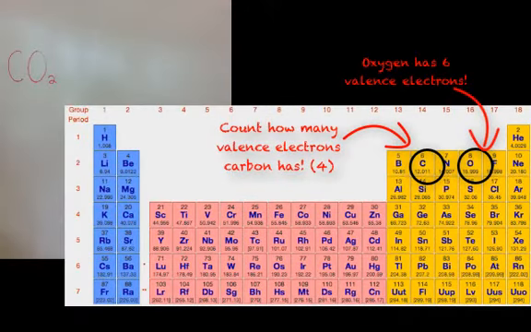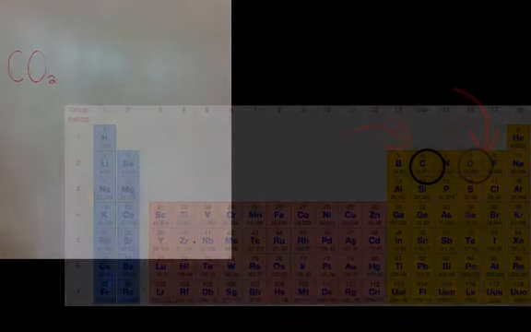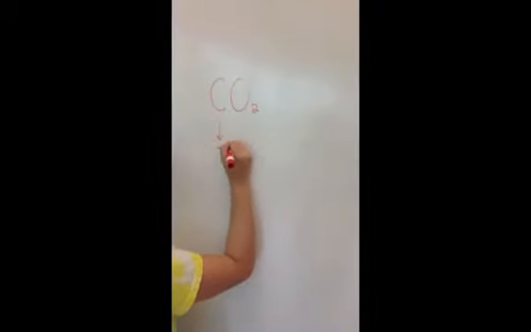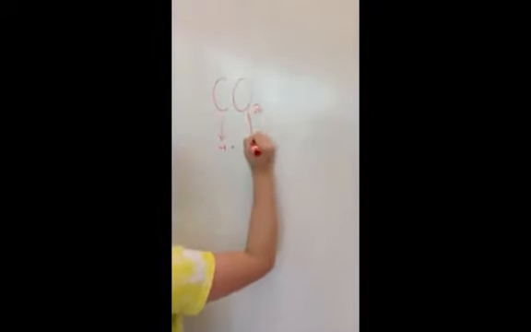Hey guys, I'm going to explain how to make a Lewis structure for carbon dioxide, or CO2. First, we're going to count the number of valence electrons for each atom and then add them up. If we count the valence electrons, we will find that CO2 has 16 valence electrons.